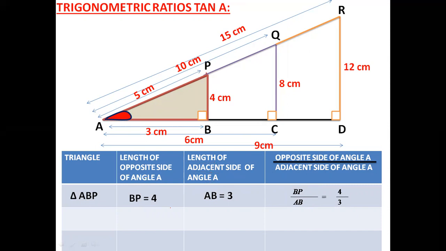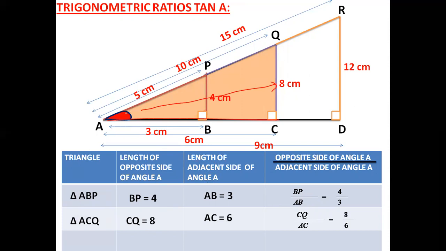So BP by AB is equal to 4 by 3. Now I'm taking another right angle triangle ACQ. See the figure. What is the opposite side of angle A? That is CQ, which is equal to 8 centimeters. What is the adjacent side of angle A? AC is the adjacent side, so AC is equal to 6 centimeters. So opposite side by adjacent side, that is CQ by AC, is equal to 8 by 6.